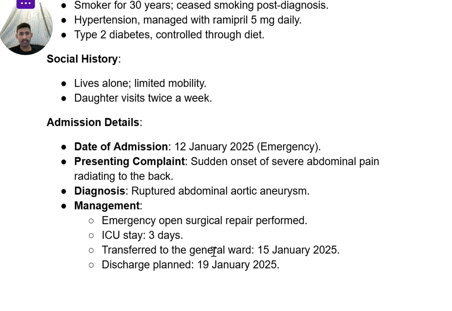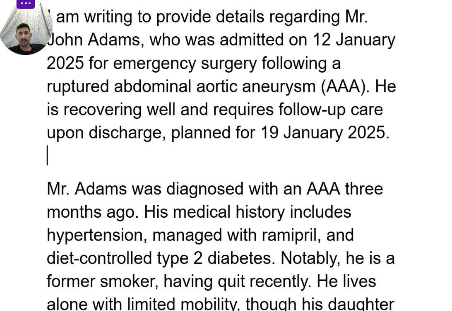The management is in the later paragraph, but in the introduction you can include the presenting complaint of the patient, and importantly the presenting diagnosis and the purpose of the letter. The purpose of the letter is to give follow-up care to John Adams. So we'll just see how a letter looks like, and we'll come back to each sentence one by one. Let's see what's in this letter.